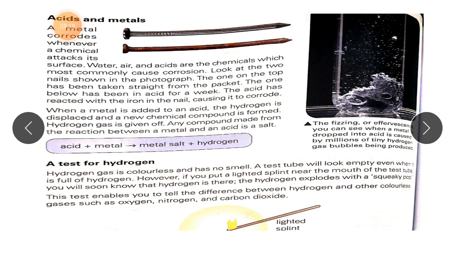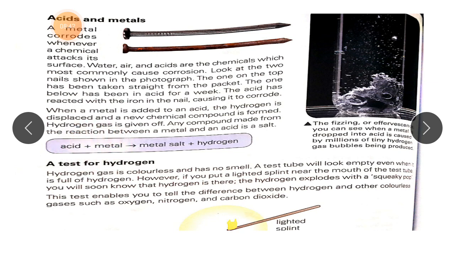Students, if you remember, I told you that highly reactive metals can replace the less reactive metal. A highly reactive metal can replace the less reactive metal, and I explained the reaction of copper sulfate with iron also, and today we are going to discuss the reaction of acid and metal.